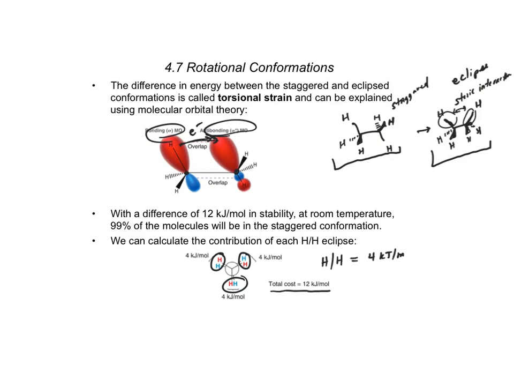Regardless, a hydrogen-hydrogen eclipse is going to cost us about 4 kilojoules per mole in energy anytime we move into that eclipsing conformation. And this difference in energy between the staggered and the eclipsed for ethane, we call torsional strain. And one more time, just for everyone in the back of the room who may not have heard me, each of these hydrogen-hydrogen eclipsing interactions is going to cost us 4 kilojoules per mole, okay? Great.